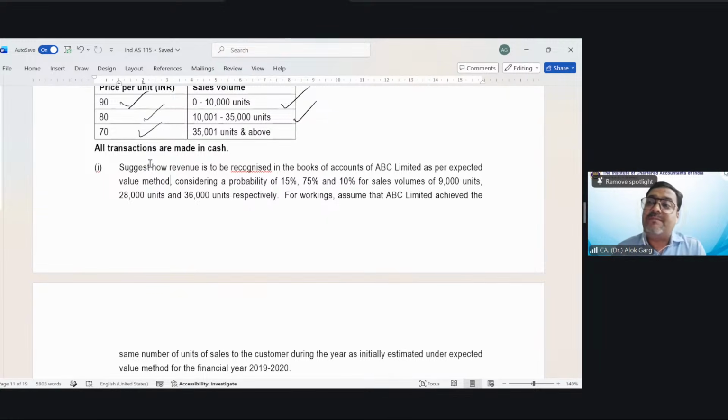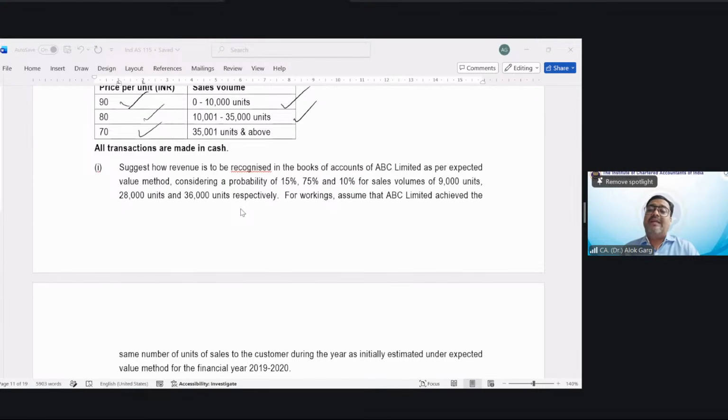We have covered the expected value method and the binary method, which is the most likely approach. Are you able to remember the expected value approach and the most likely approach, right? What is the expected value approach? It's a probability weighted approach. And when is this approach useful? When there are multiple outcomes of a single event, right?